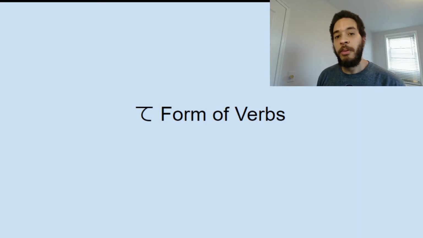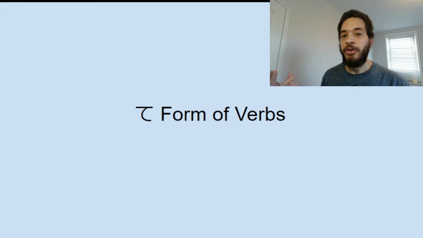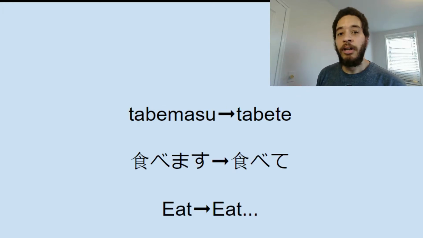Now, to form the present progressive tense in Japanese, we need something called a te form. Basically, it's what it sounds like. You're going to take any verb and you're going to change the ending to be te. So let's take a look at an example of a verb in the te form using a verb that we've talked about in an earlier video, the verb for to eat, which is tabemasu. That verb is going to become tabete. So do you see what the difference is? You take off the mas and you add te.